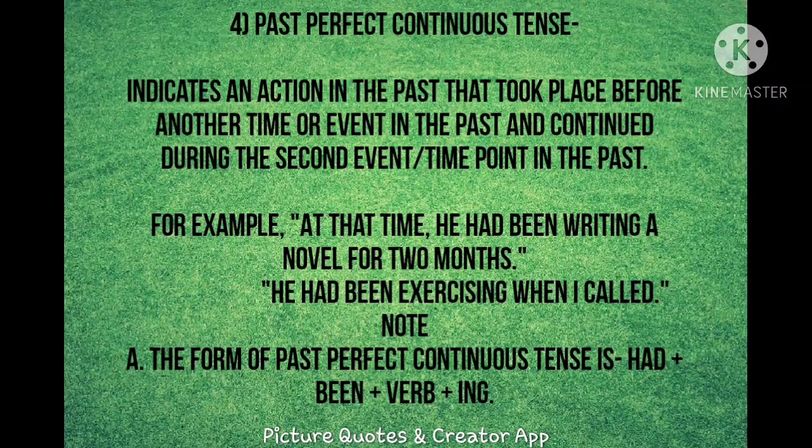The next one is past perfect continuous tense. This tense indicates an action in the past that took place before another time or event in the past and continued during the second event's time point in the past. For example, at that time he had been writing a novel for 2 months. Look at the second example: he had been exercising when I called.